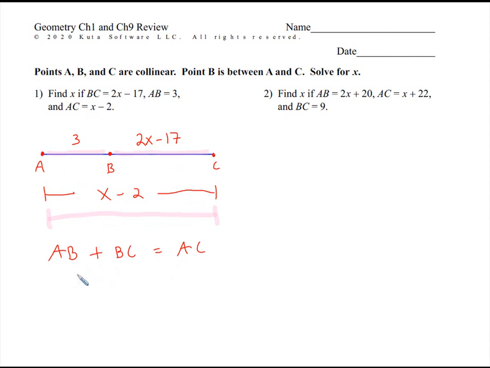So let's substitute in the values that we know. We know AB is 3. We know BC is 2x minus 17. So that's going to equal AC, which they tell us is x minus 2. Okay? And then now we're just going to solve for x. So I'll simplify on the left side. So I'm going to end up with 2x minus 14 is equal to x minus 2.